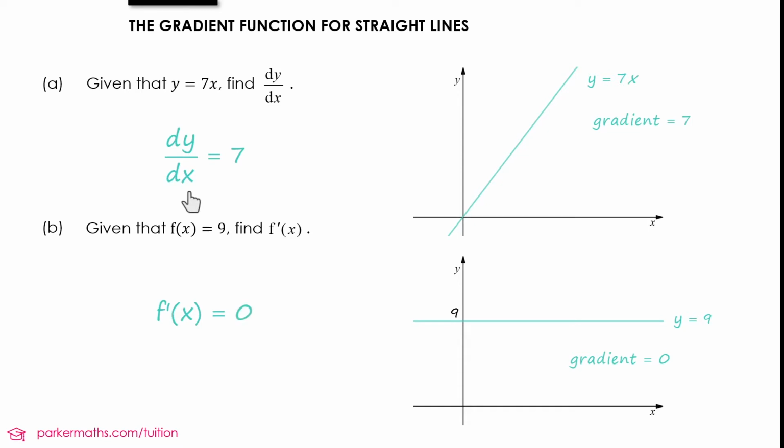Before we move on, let's just examine the notation we've used here. If we have a function defined as y equals something, we write the gradient function as dy dx. Here we're using Leibniz notation. And if we start with a function defined using f of x notation, we write the gradient function as f dash of x using Lagrange notation. So the way you write your gradient function will depend on how your original function has been written.